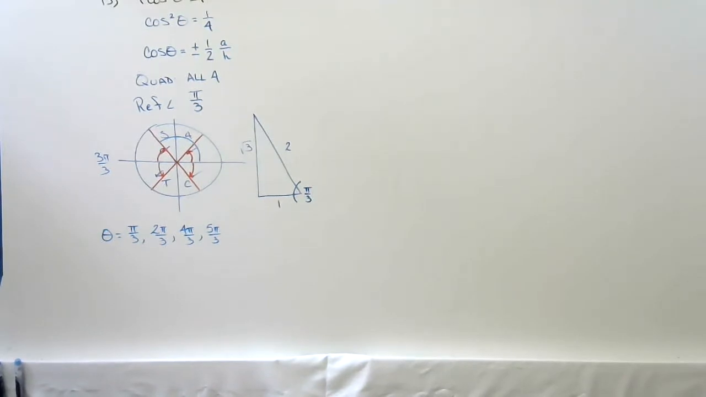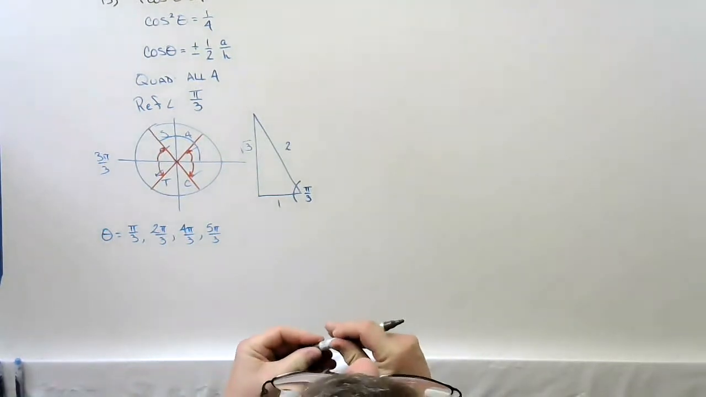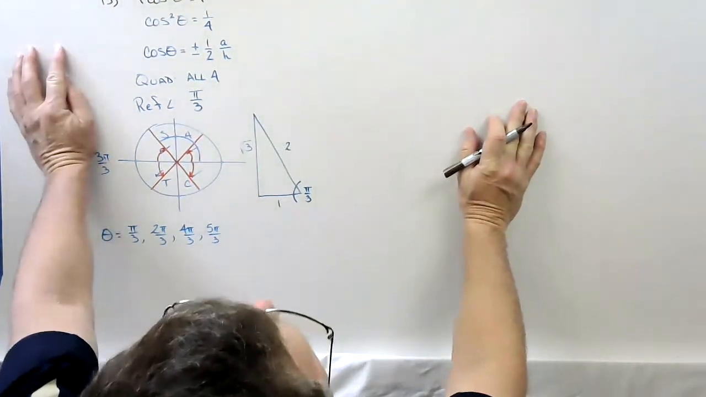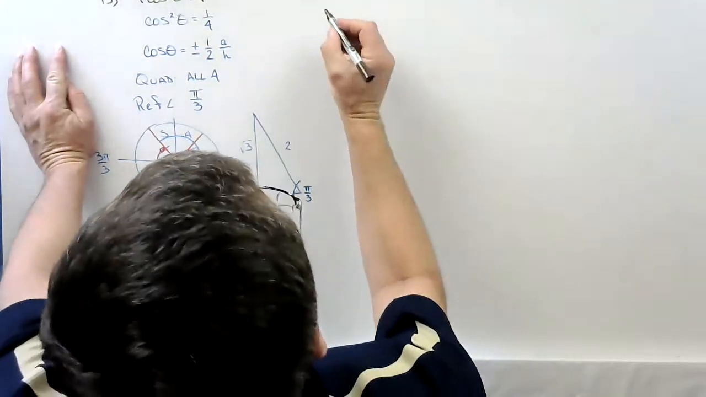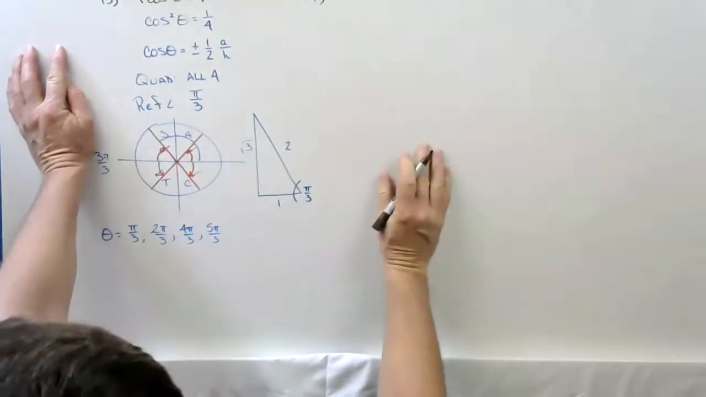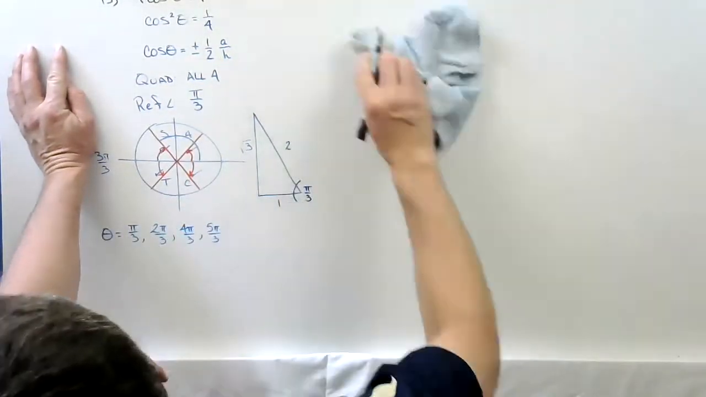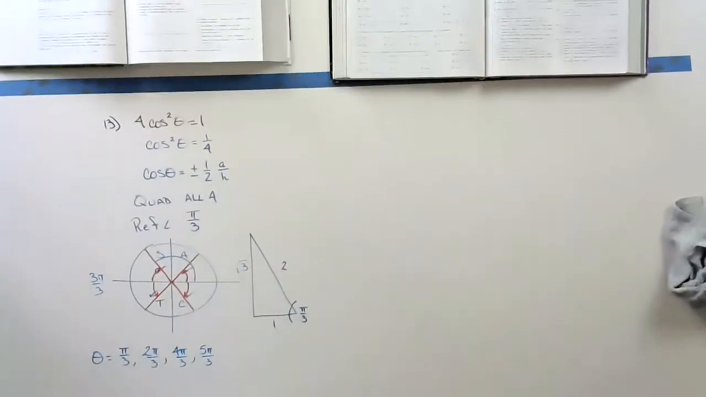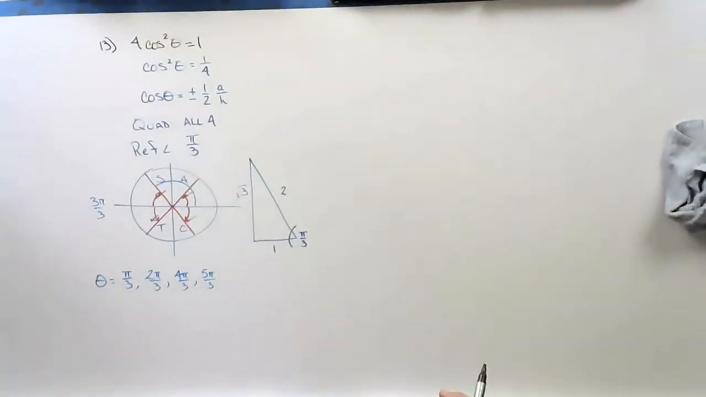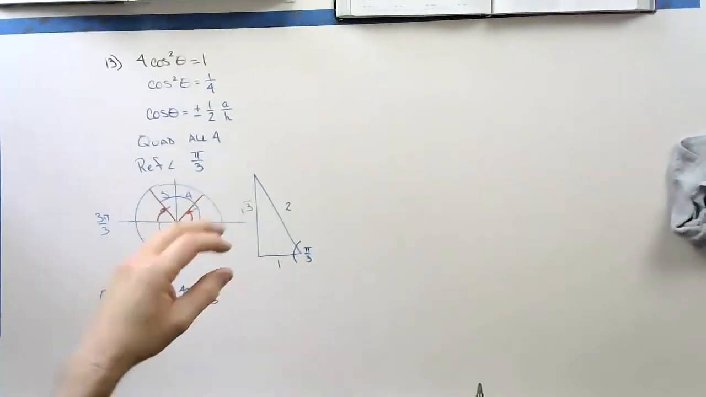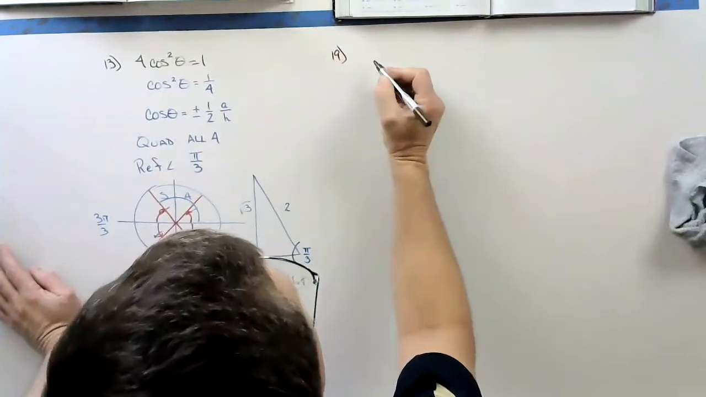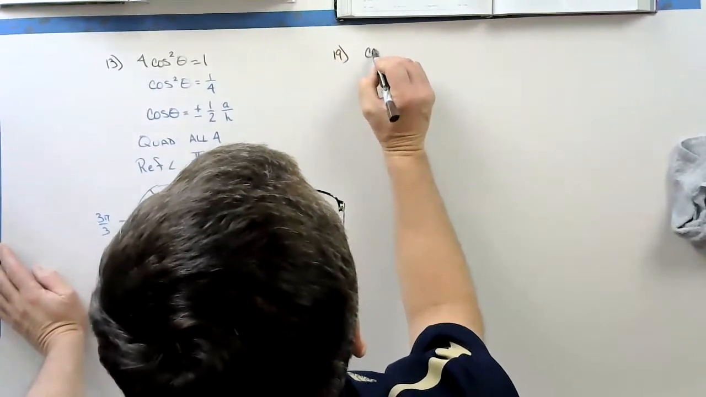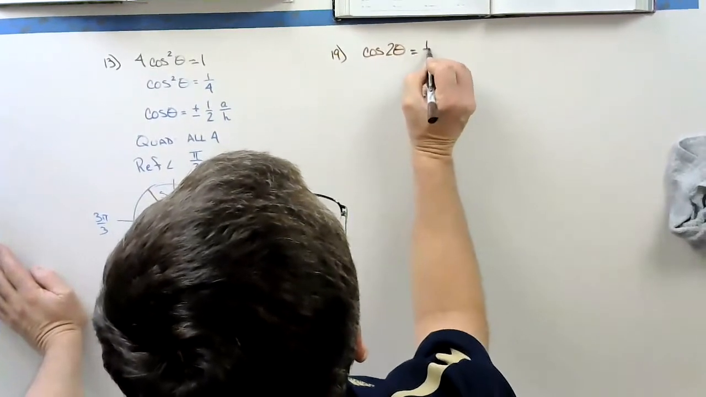Okay. So let's take a look and see what happens now with another homework question. All right, so let's just move down. We did problem 13. We'll look at problem 19. Okay, problem 19. So what do we have in problem 19? Problem 19 says cosine of 2 theta equals 1/2.